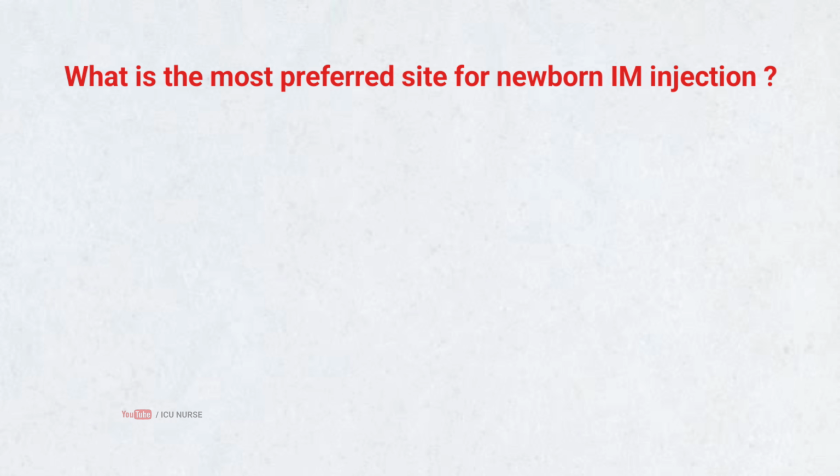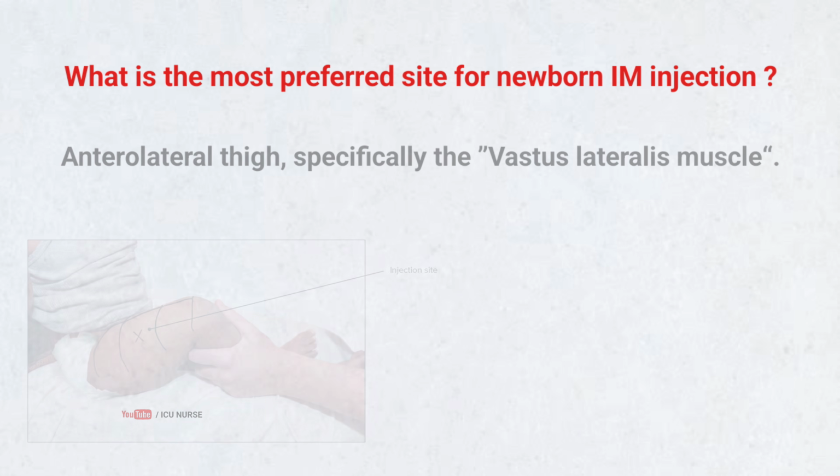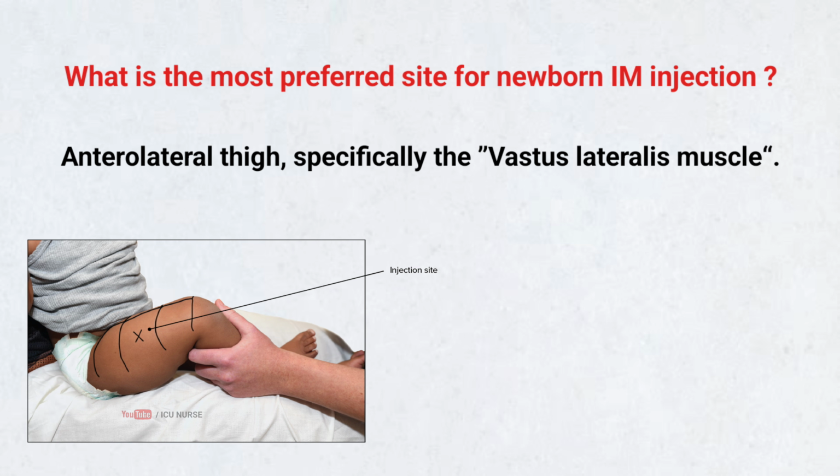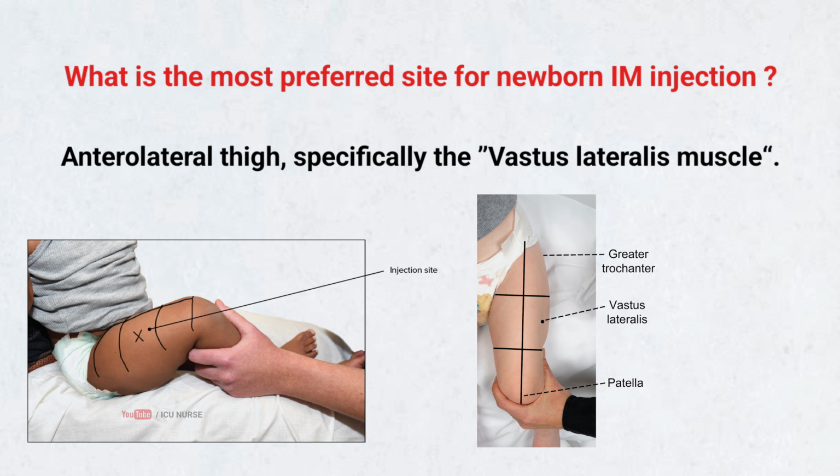What is the most preferred site for newborn IM injection? Anterolateral thigh, vastus lateralis muscle.